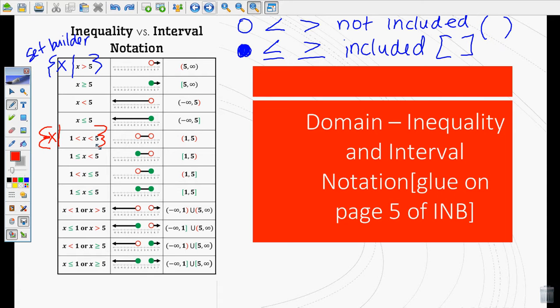Okay? What I like about inequality is that it tells me which direction my domain is going. If you look right here, notice how my greater than is pointing to the right.